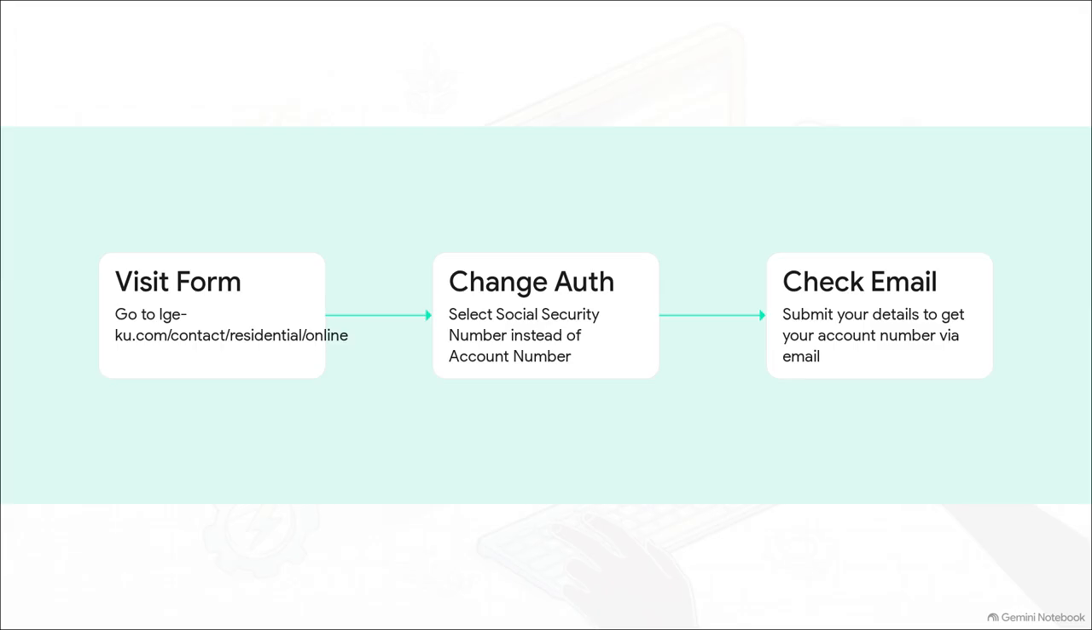It's going to default to asking for your account number, but you can swap that to Social Security number. Step 3. Submit your full SSN, your name, and your service address. The system validates your identity against their database and securely emails your account details directly to you. Boom, you've just bypassed the wall.